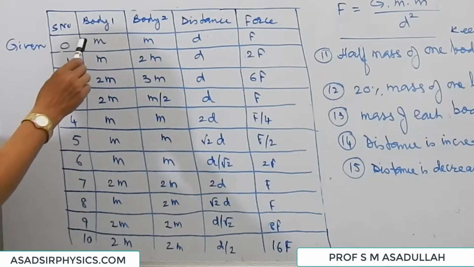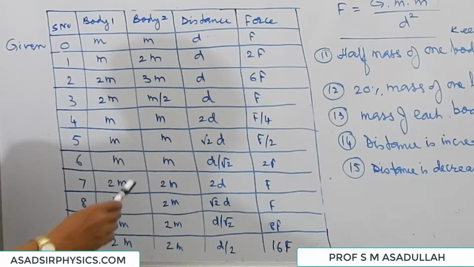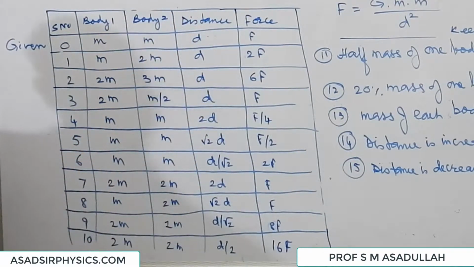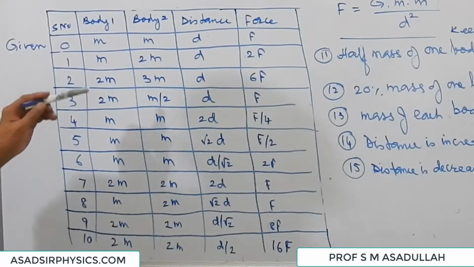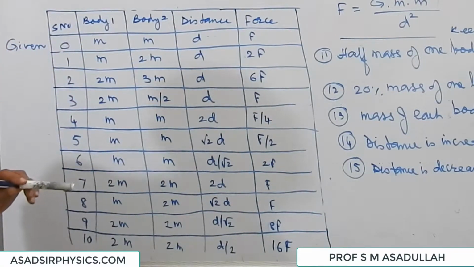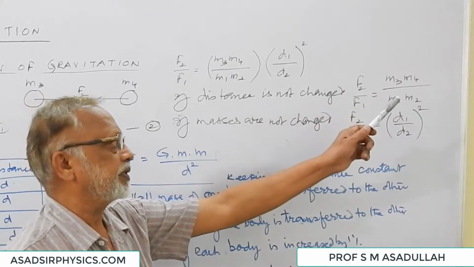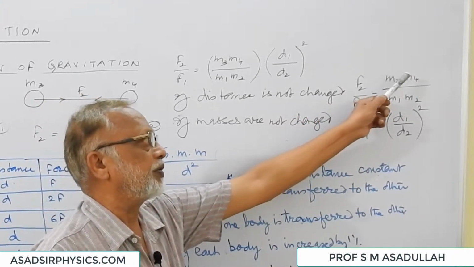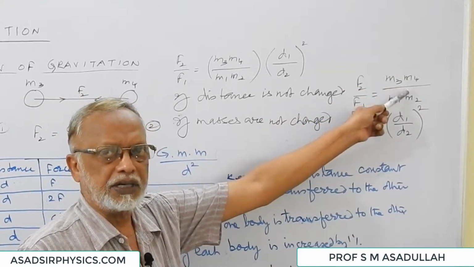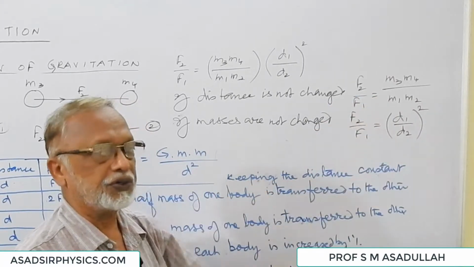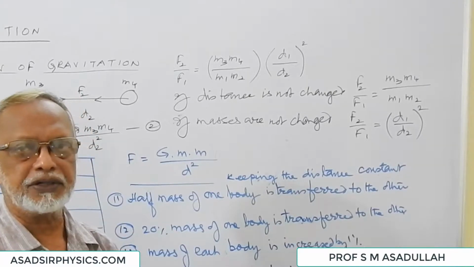What is given? Two bodies each of mass m at a distance d attract each other with a force F. What will be the new force if one of the masses is doubled? Distance is the same. So in that case, you can use this formula, m into 2m. So the m's will get cancelled, 2 will remain there. F2 is equal to 2F1, or F2 is equal to 2F.